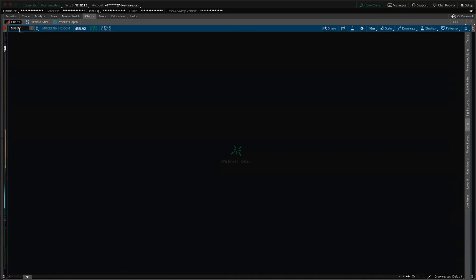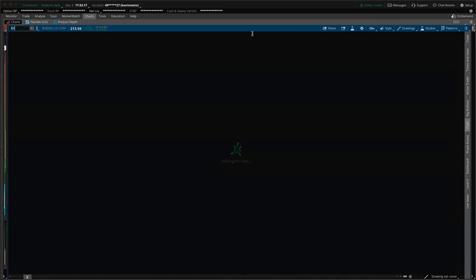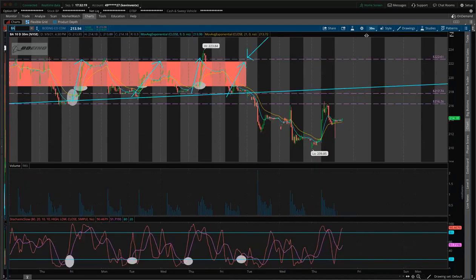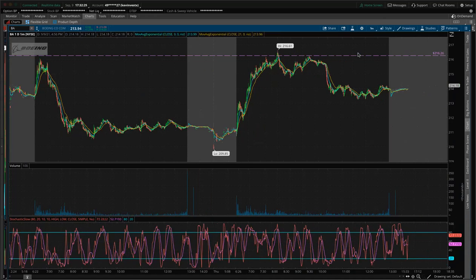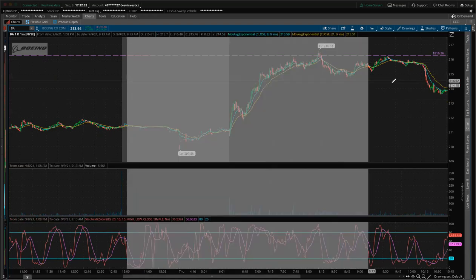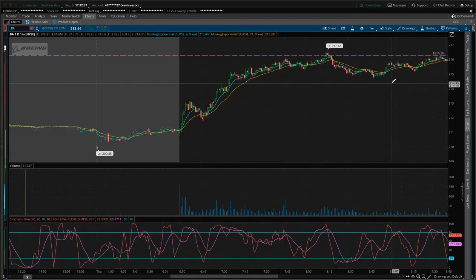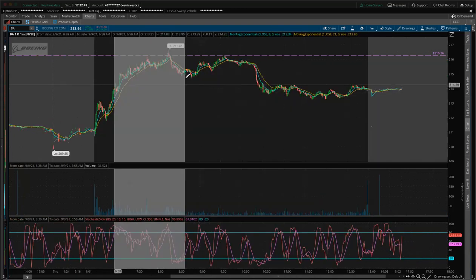Let's look at one more name. Let's look at Boeing. Okay, with Boeing, when it comes to focusing on the candlestick aspect of trading, if you're looking at the pre-market high here of Boeing, where is it? One second.